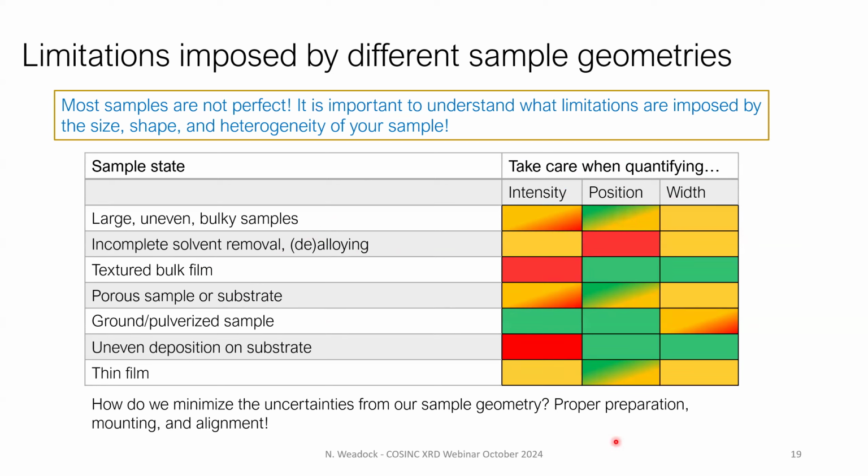And moving on through here, you just need to keep in mind that not every sample is perfect. And if you have a geometry that you're not familiar with, feel free to ask me and we can discuss maybe the best way to prepare it, or what limitations you have in the analysis. So even if we have a non-ideal sample, we can still minimize our uncertainties by not just preparation, but also mounting the sample and aligning it appropriately.